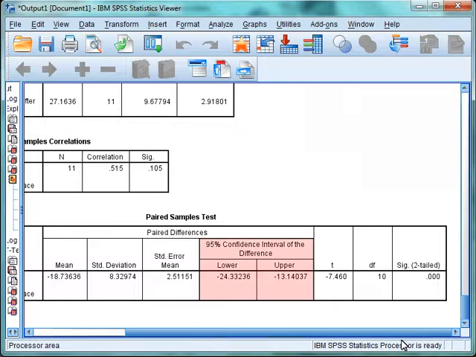The 95% confidence intervals tell us that if we took 100 randomly selected people from the same population as we've tested here, the difference between their scores before and after for 95 of these 100 would lie between minus 24.33 and minus 13.14. From the results of our dependent samples t-test, we can say that beta endorphin levels are significantly higher after a race than before a race in runners.